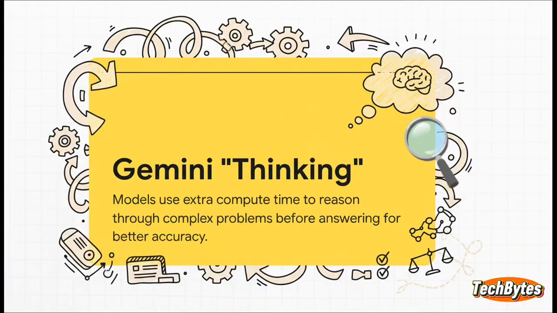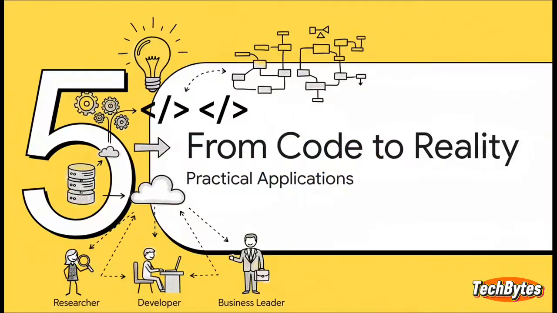And a huge reason for that leap in performance is a new capability Google is calling thinking. You can think of it like this. It's the difference between answering a question off the top of your head versus actually pausing for a second to really think about it. The model can now take a little extra time to reason through a tough problem before it gives you an answer. And that shift from just a gut reaction to a more deliberate thought process leads to way more accurate and insightful results.